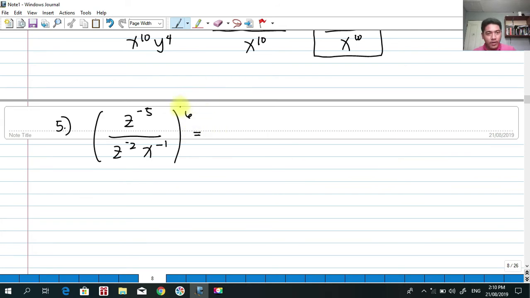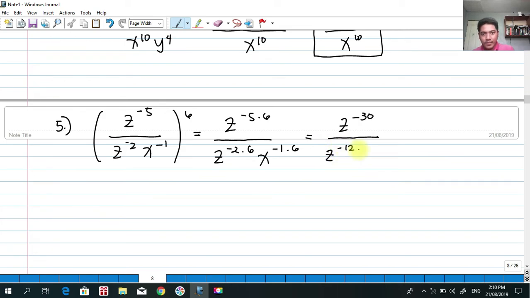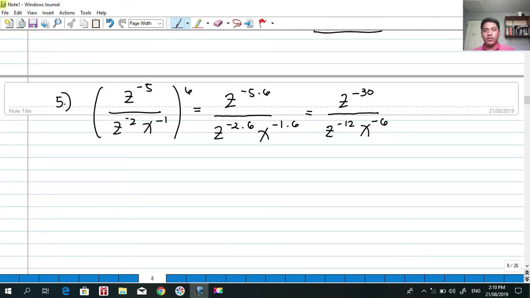Since this is raised to 6, it should multiply with our exponents. So you have z raised to negative 2 multiplied by 6 and x raised to negative 1 multiplied by 6. So we have z raised to negative 30 over z raised to negative 12, times x raised to negative 6. Then we can get the reciprocal to eliminate the negative exponents. So these two, we need to get the reciprocal, and also this. So we have z 12 x raised to 6 over z 30.